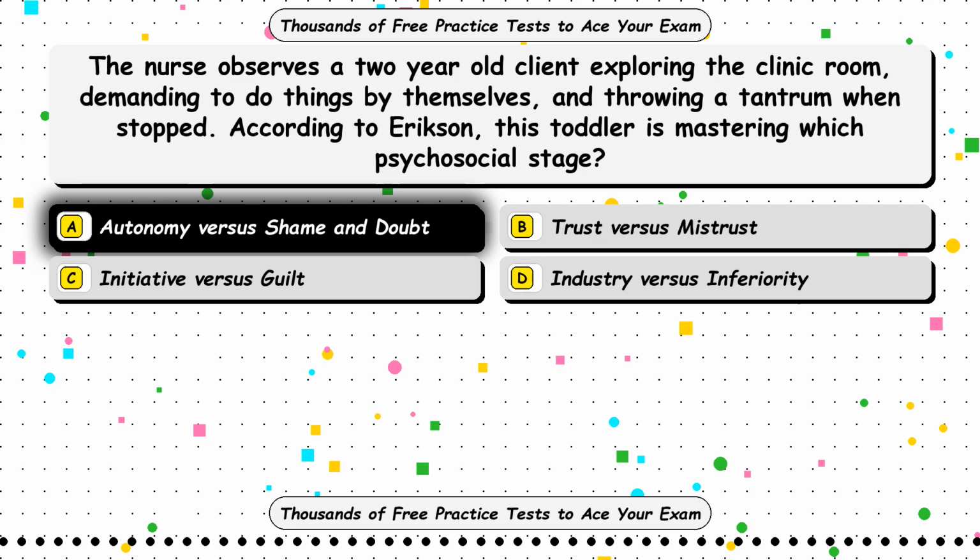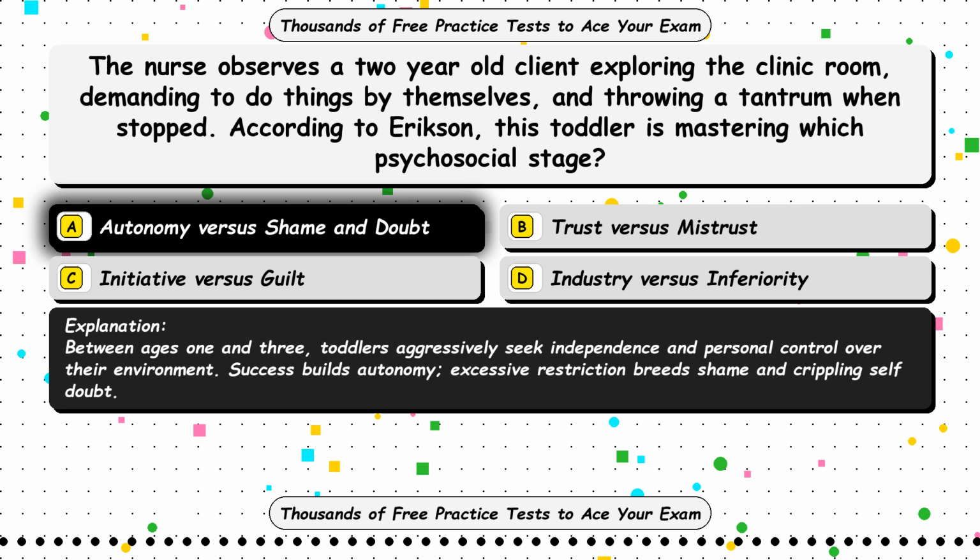The correct answer is option A, autonomy versus shame and doubt. Between ages 1 and 3, toddlers aggressively seek independence and personal control over their environment. Success builds autonomy, excessive restriction breeds shame and crippling self-doubt.